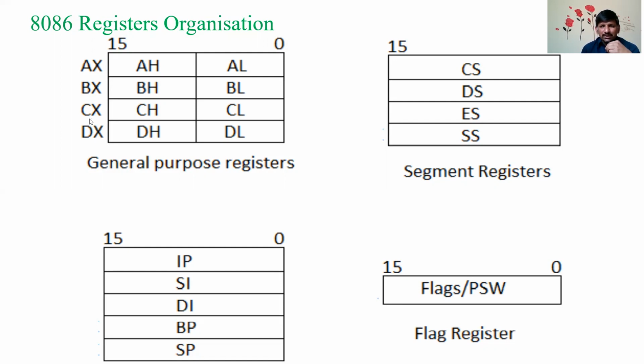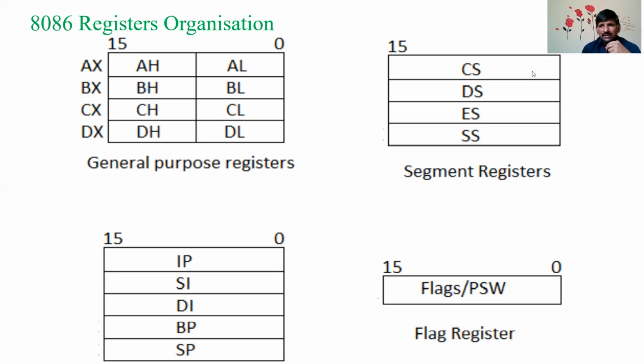Next, CX register, also a 16-bit register. Lower 8 bits are defined as CL, higher 8 bits defined as CH. This is mainly used for storing the counting values in case of string and loop operations. Next, DX register is a 16-bit register. Its lower 8 bits are defined as DL, higher 8 bits are defined as DH. Generally, it is used to store the destination values. So these are the 4 general purpose registers.